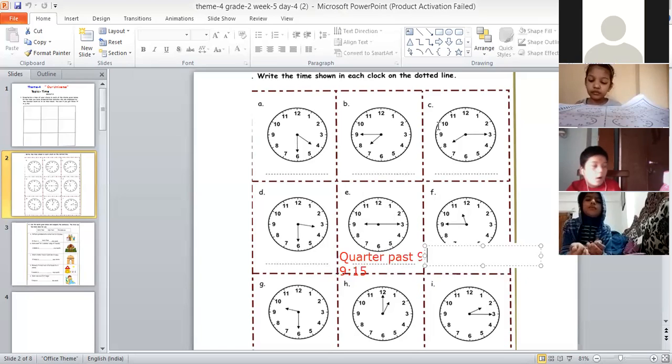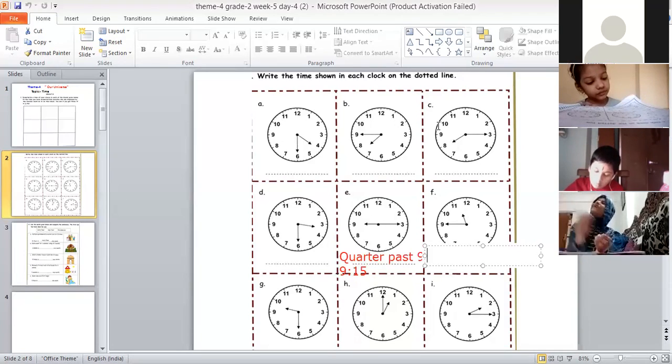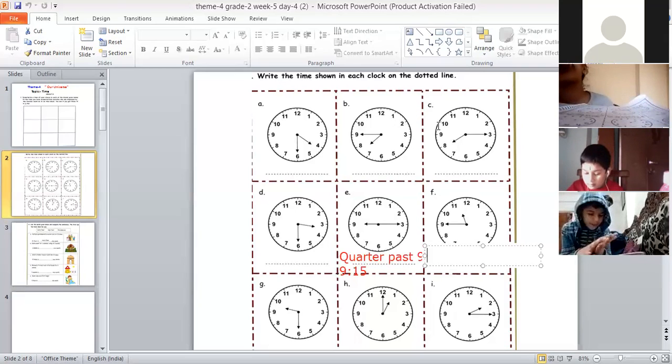Quarter. Quarter to or quarter past? Quarter to, ma'am. Quarter to which number? Quarter to 11 or quarter to 12? Quarter to 11. It will be quarter to 12.